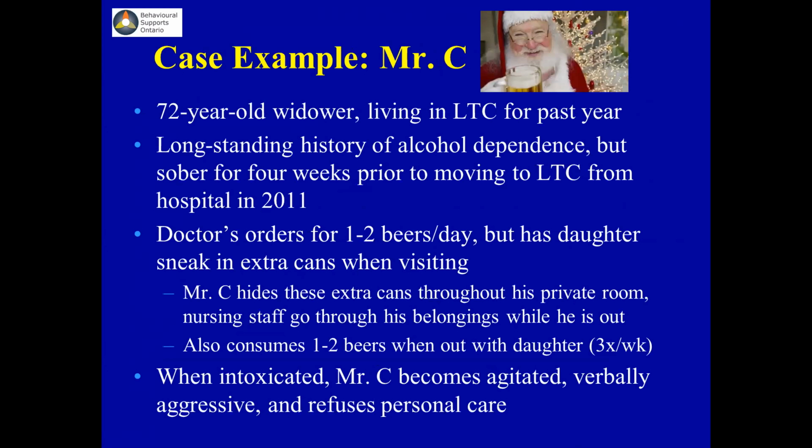So Mr. C is a 72-year-old widower living in long-term care for the past year, with a long-standing history of alcohol dependence, but had been sober for 4 weeks prior to moving to long-term care because he was in the hospital. So he was cut off cold turkey and abstinent, and then moved straight to long-term care. When he moved to long-term care, he had doctor's orders for 1 to 2 beers per day, but he has his daughter sneak in extra cans when she's visiting.